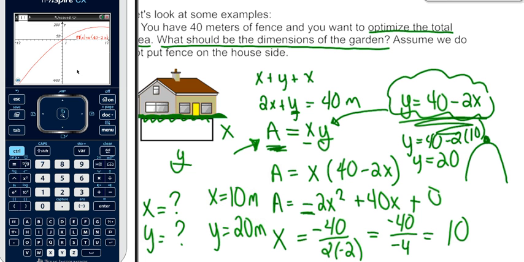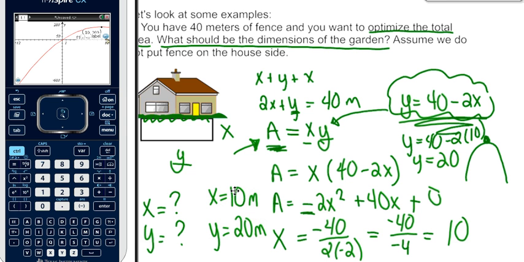You can go to zoom fit, that's usually a good one, and we can then analyze our graph and find the maximum. You click to the left of the maximum for the lower bound, to the right for the upper bound, and it gives us a maximum of 10, 200. So again, x is equal to 10. Okay, we found that. The 200 stands for A, so our maximum area is actually 200.